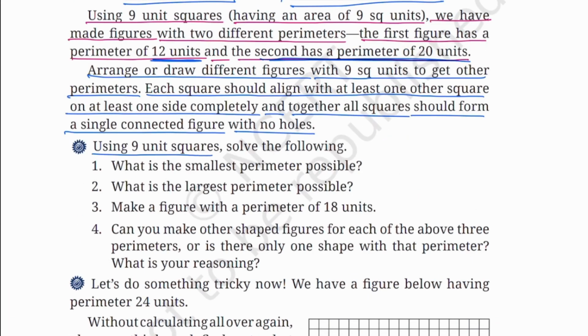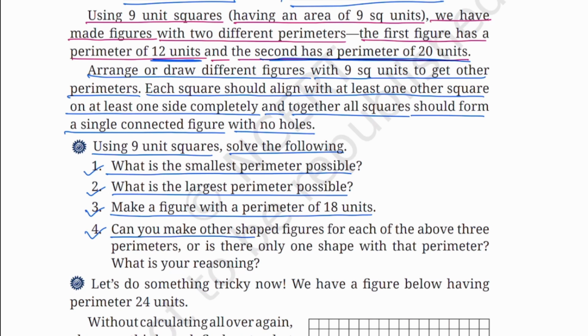Using 9 unit squares, solve the following. 1. What is the smallest perimeter possible? 2. What is the largest perimeter possible? 3. Make a figure with a perimeter of 18 units. 4. Can you make other shaped figures for each of the above 3 perimeters, or is there only one shape with that perimeter? What is your reasoning?